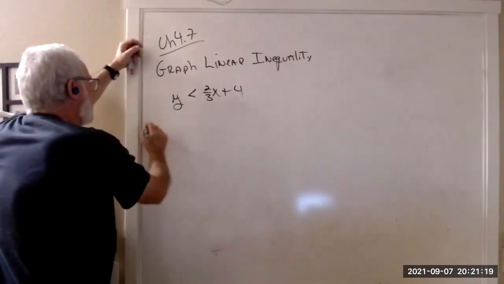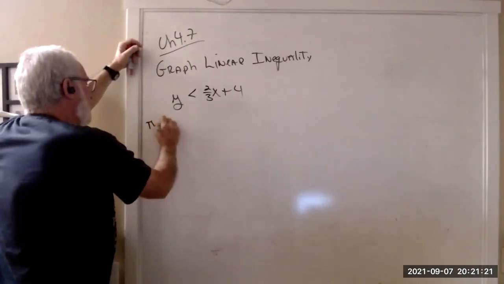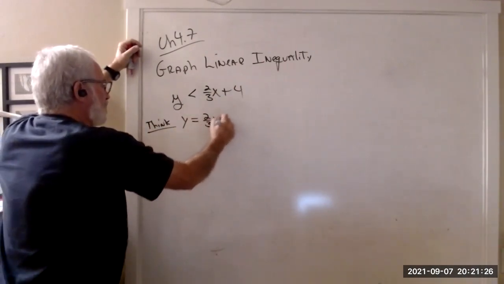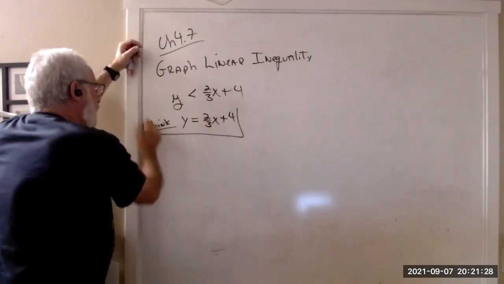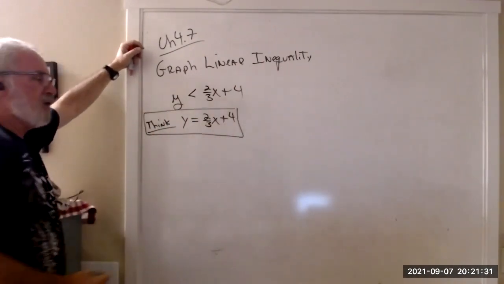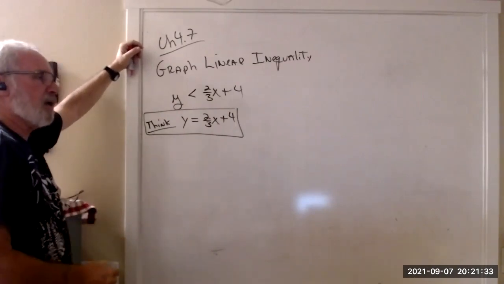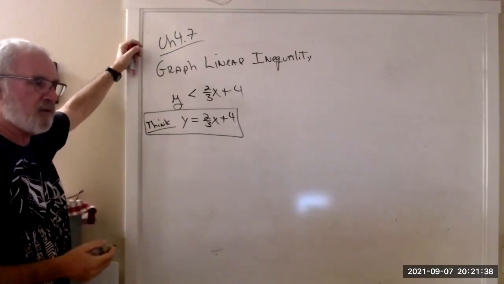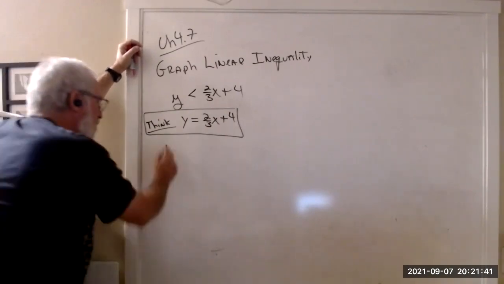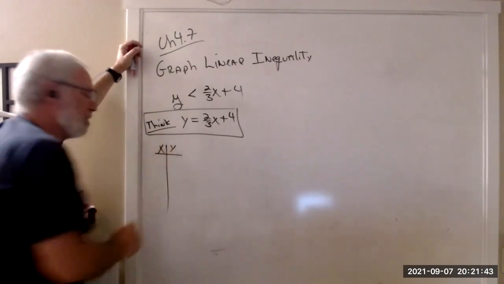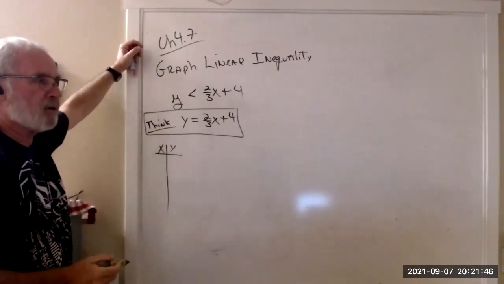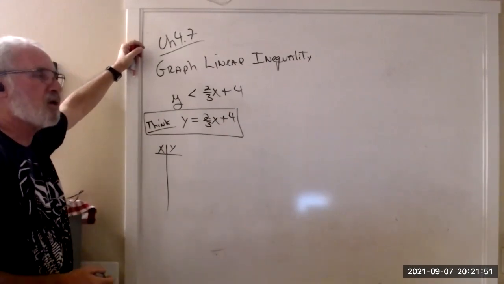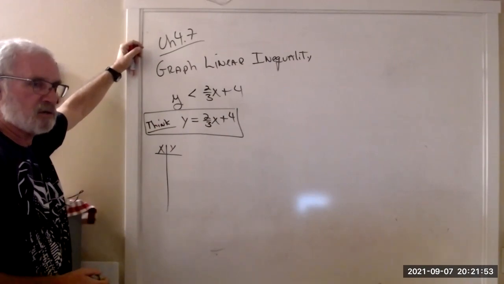Okay, what you're going to do is you're going to think y equals 2/3 x plus 4. You're going to think that, and you're going to graph that any way you can. Now, we've talked about it a couple times now. Do I want to build a table of values, an XY table? You can. Okay. Do I just want to use slope intercept? You can do that also. That's totally up to you how you're going to graph this line.